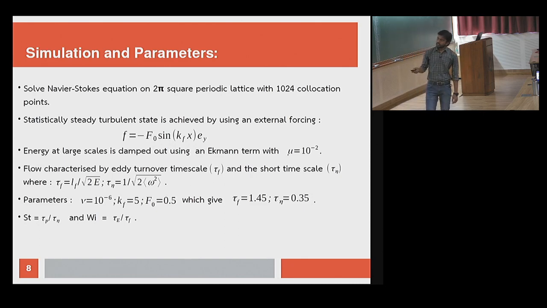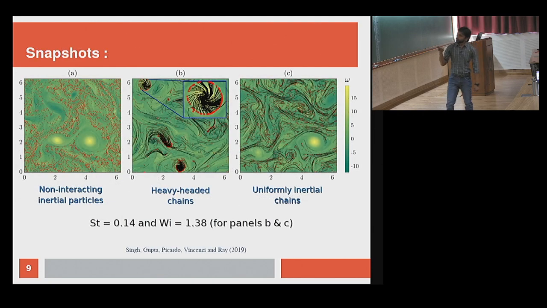So larger Stokes number means larger tau p, and that means larger relaxation time. Larger Weissenberg number means smaller spring constant, and smaller spring constant means more extensibility of the chain. So larger Weissenberg number would mean that my chain is more extensible. With these two parameters in mind, we move to the snapshots.